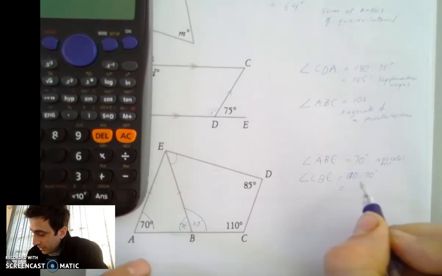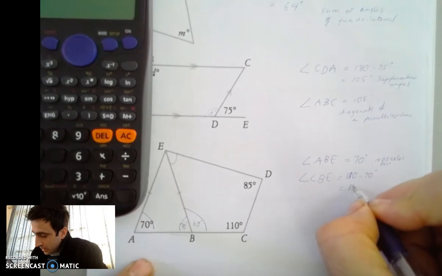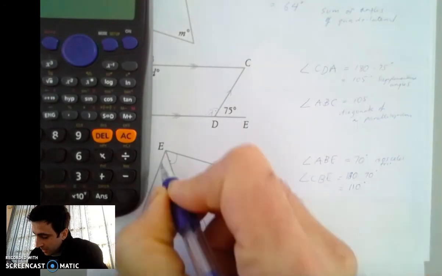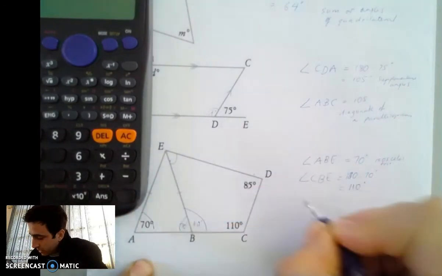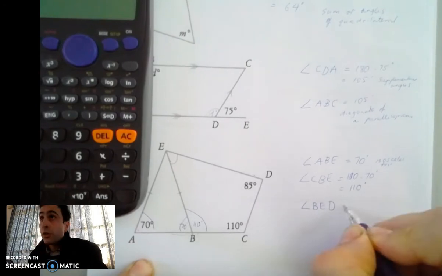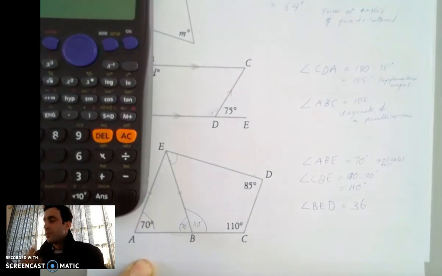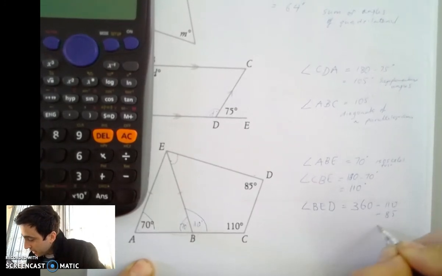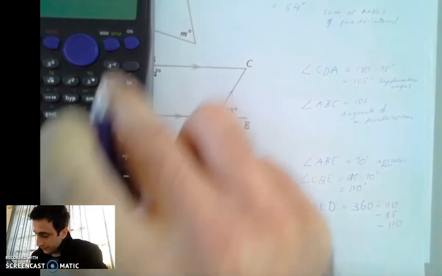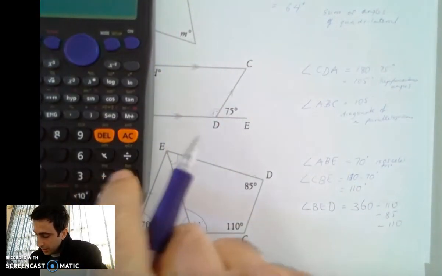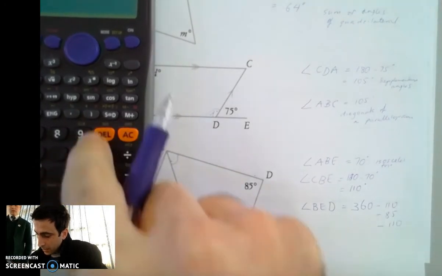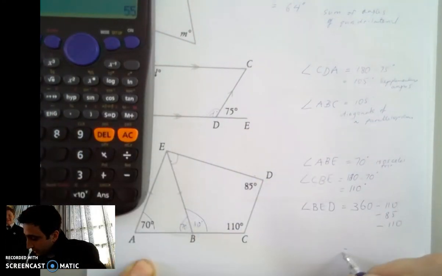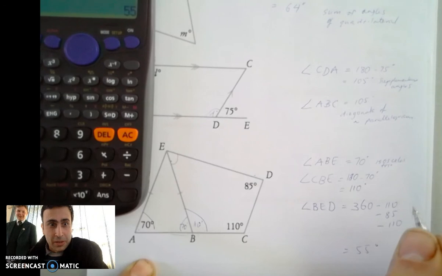But let's carry on. 180 minus 70 is 110 degrees, and so we see CBE is 110 degrees. And now we know that angle BED is 360 minus 110 minus 85 minus another 110. Let's whack it into our calculator. 360 minus 110 minus 110 minus 85, and we get 55 degrees. I better move because these people are coming in.